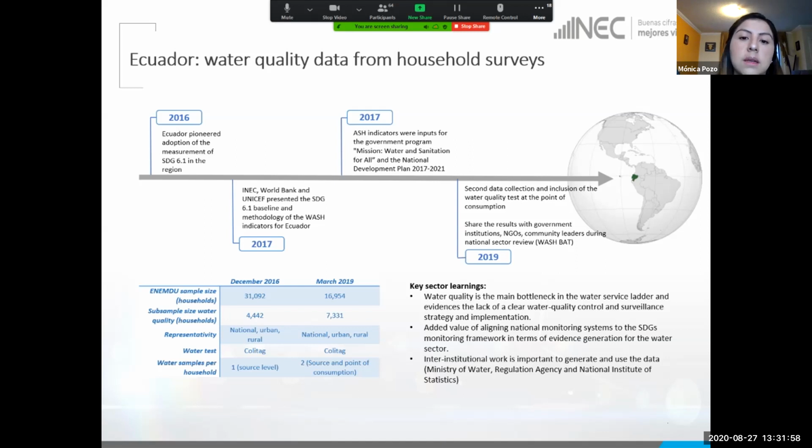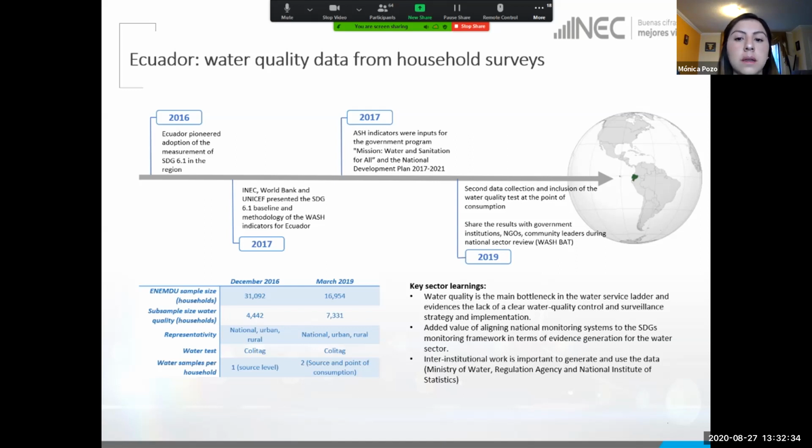The 2019 survey adopted identical questions for measuring SDG 6.1, including, again, water quality testing through the same methodology, but two water samples per household were taken, at source level and point of consumption level. This allowed us to analyze how household hygiene habits can contribute to improving or worsening water quality.